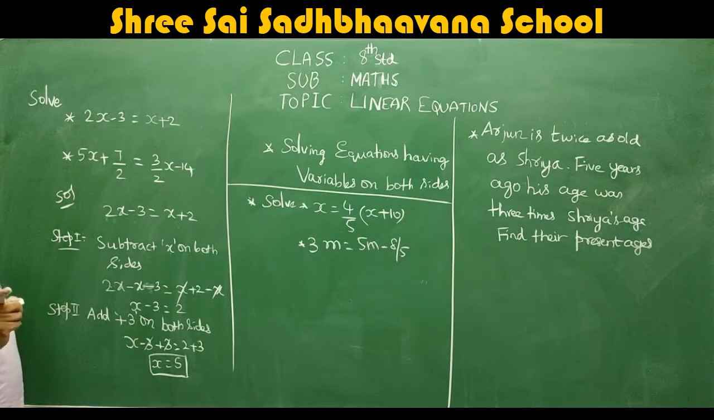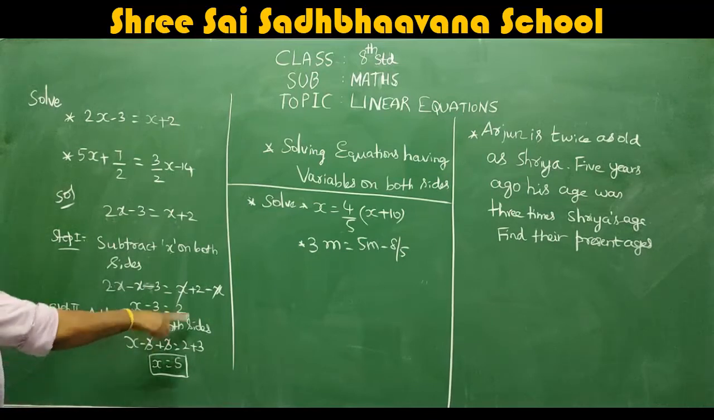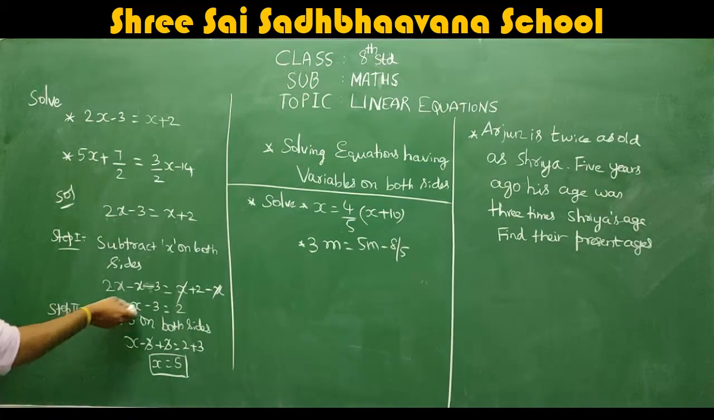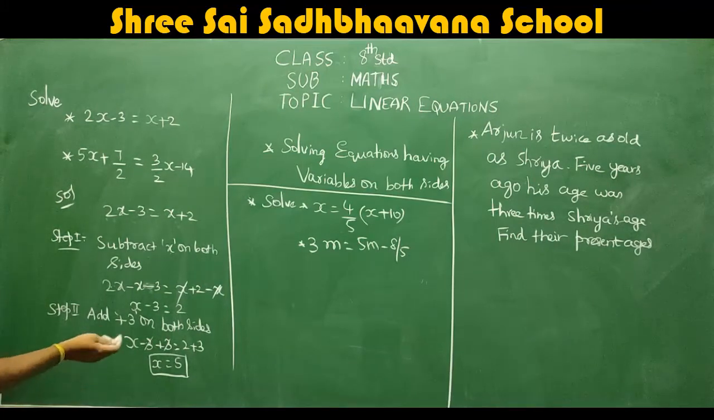And remember, don't transpose, because whenever they say solve, you should not do any transpose, meaning sending that minus 3 to the other side. Those kind of things you don't do. You have to solve with the rules itself. So second, I just added plus 3 on both the sides so that this minus 3 will be eliminated. So minus 3 plus 3 will be 0. So x is equal to 3 plus 2, which is 5.